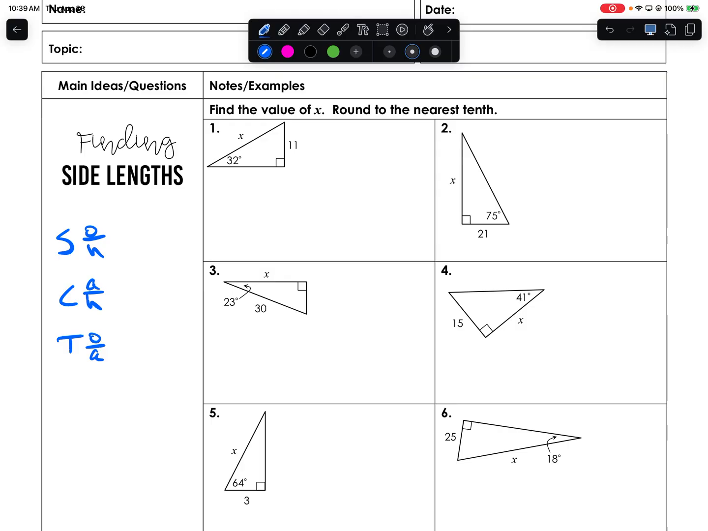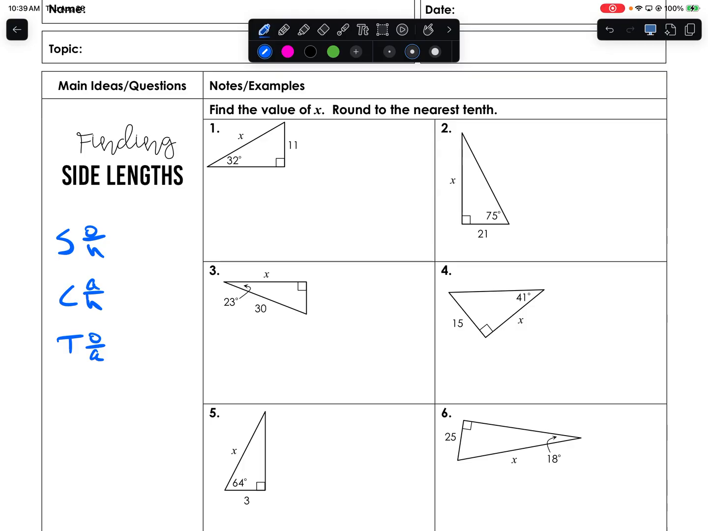If you get confused between opposite and adjacent, adjacent means next to, right? So Peyton and I are next to one another. That's adjacent. If I go like this, now we're opposite of one another. So across from is opposite, next to is adjacent. When we look at this angle right here, 32, what is 11 as it relates to 32? Opposite or adjacent? Opposite. How do you always know which one's the hypotenuse? Across from the 90-degree angle, right? The hypotenuse is the longest side, across from the 90-degree angle.